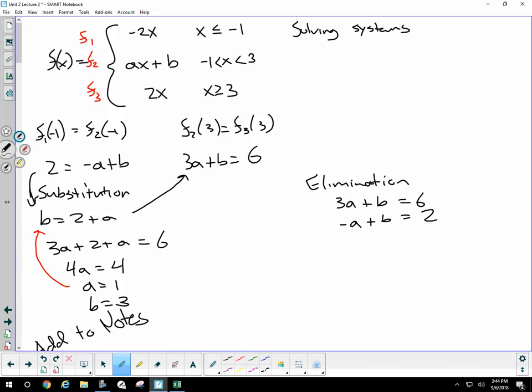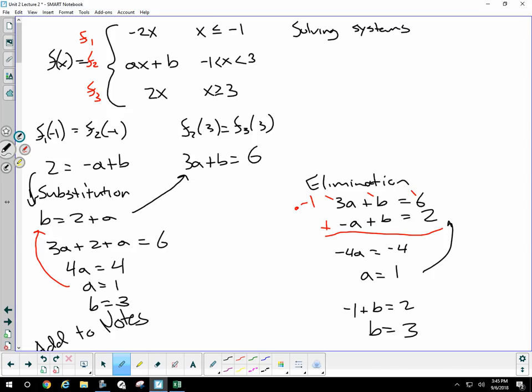That doesn't help me. But if we multiply one or both of the equations by a value, could be -1, could be +2, could be anything. But I'm going to multiply this top one by -1 because that'll create opposite b's. And then when I add the two equations together, the b's will eliminate. I have -4a is equal to, this will be -4. That gives me a is equal to 1. Take that, plug it into either equation, and you'll get b.